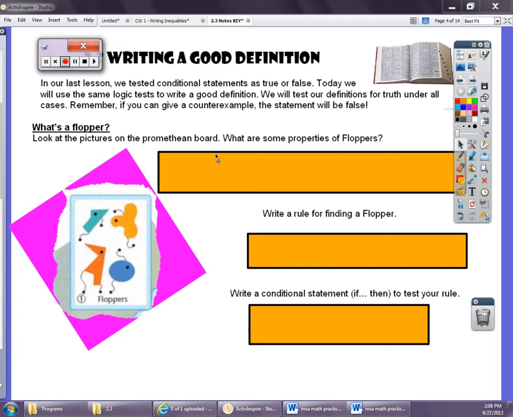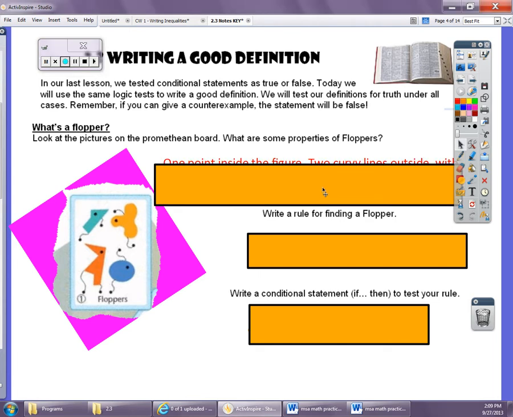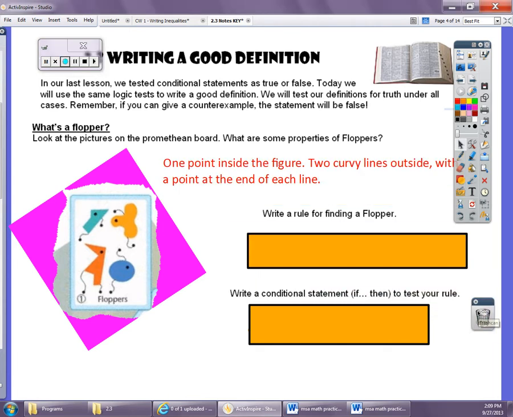The first thing, we look at this picture. So we see this picture up here. It says flappers. These are some properties of flappers. If you look at the picture, you notice that there's some curvy lines, and then a dot in them. So what we can say about a flapper is that there's one point on the inside of the figure, and then we have two curvy lines outside, with a point at the end of each line. So each curvy line has that point, and there's a point on the inside. So now we can figure out writing a rule for finding a flapper.